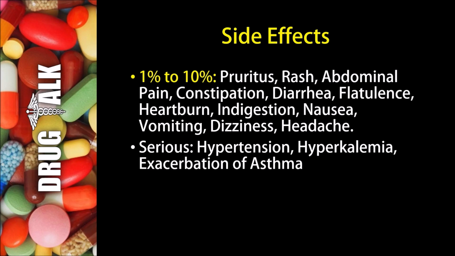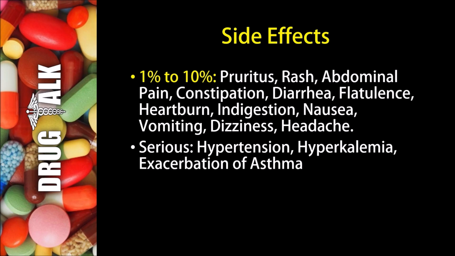Now, as with all medications, there are some side effects or adverse reactions that patients may experience while using Ponstan, so I'll go over some of those here now. All these side effects here fall in a range between 1% and 10% of patients that would experience them. So pruritus, or itchiness of the skin, rash, abdominal pain, some patients may experience constipation or diarrhea, even flatulence. Other patients may experience heartburn or indigestion. Nausea and vomiting may occur in some patients, as well as dizziness or a headache.